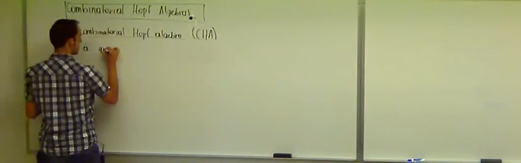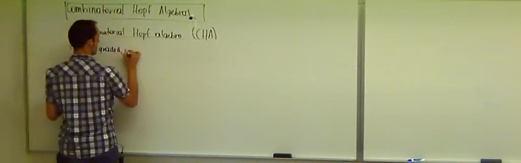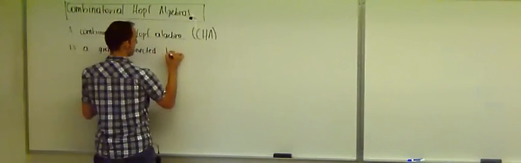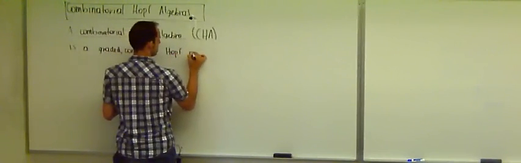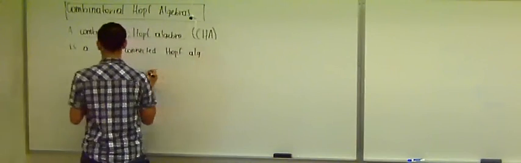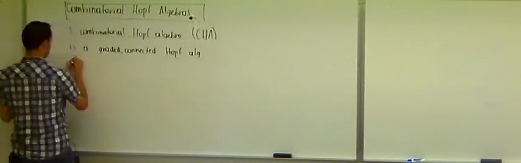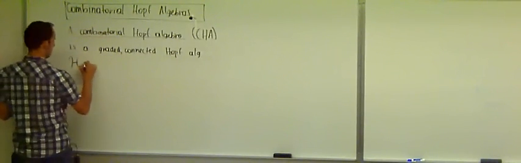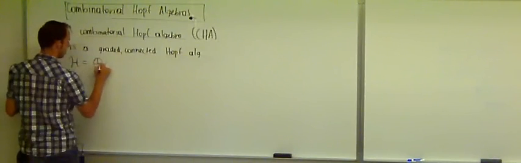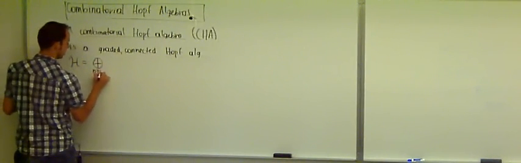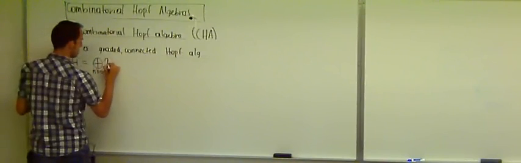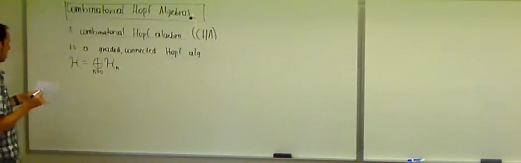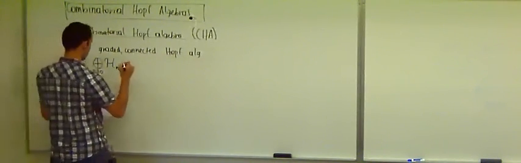It's a graded, connected Hopf algebra, let's call it H, and since it's graded, I can write the sum over n greater than or equal to 0 of Hn over some field K.